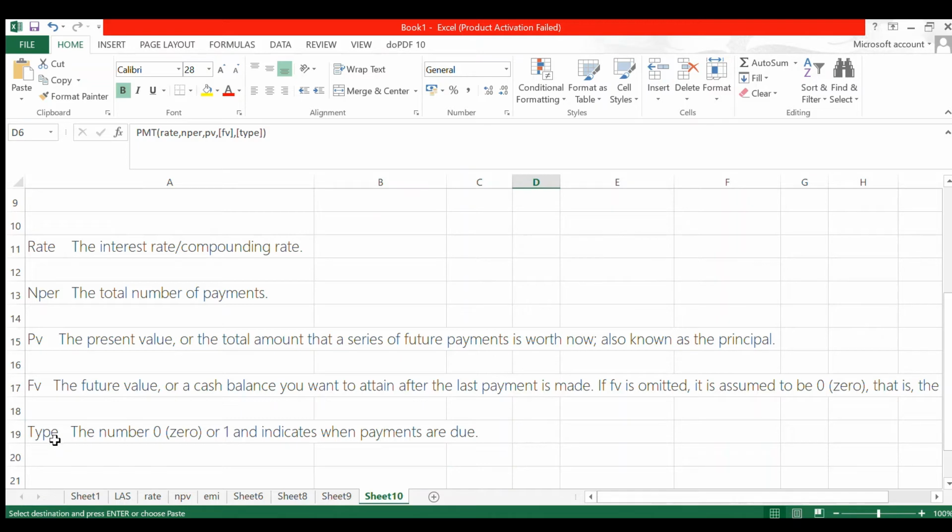The last input value is type. It indicates when payments are due. It can take two values, 0 or 1. 0 indicates the payment is due at the end of the month, and 1 indicates the payment is due at the beginning of the month.